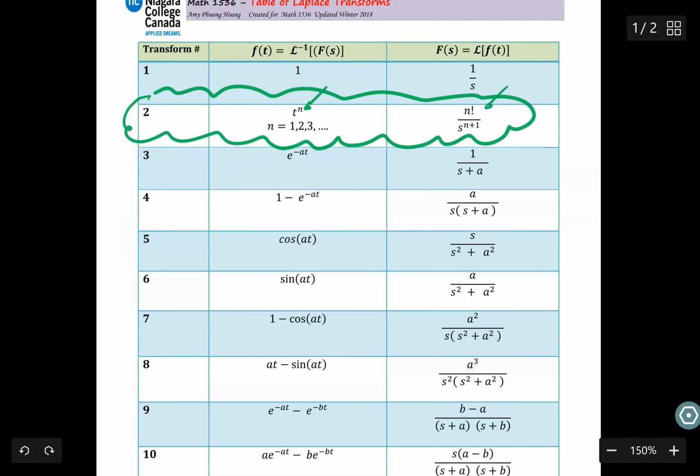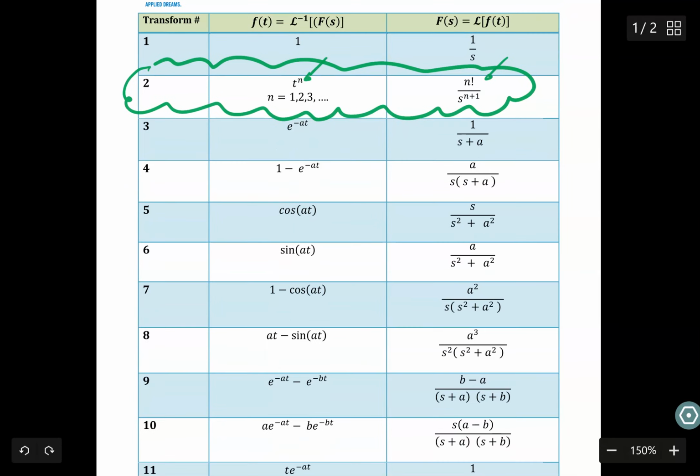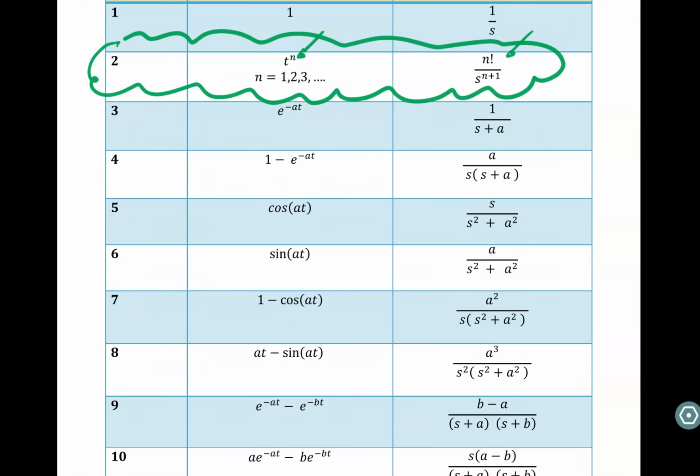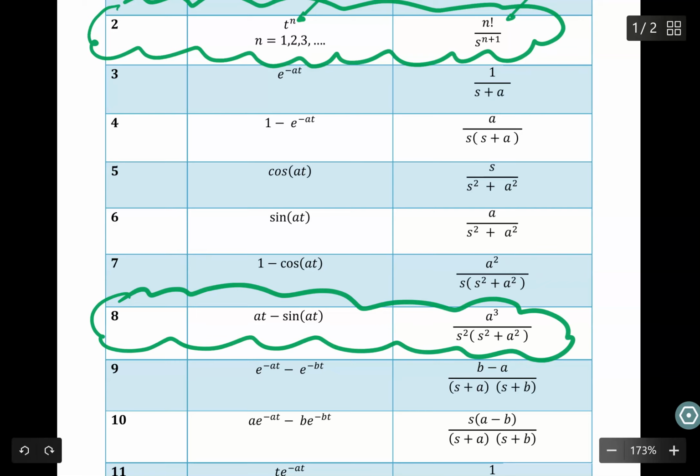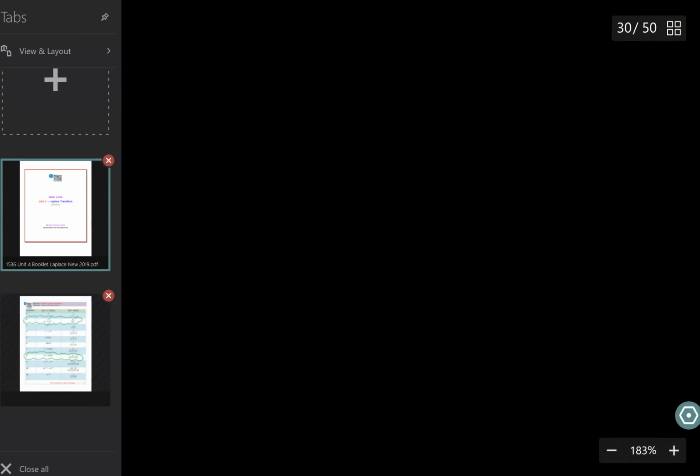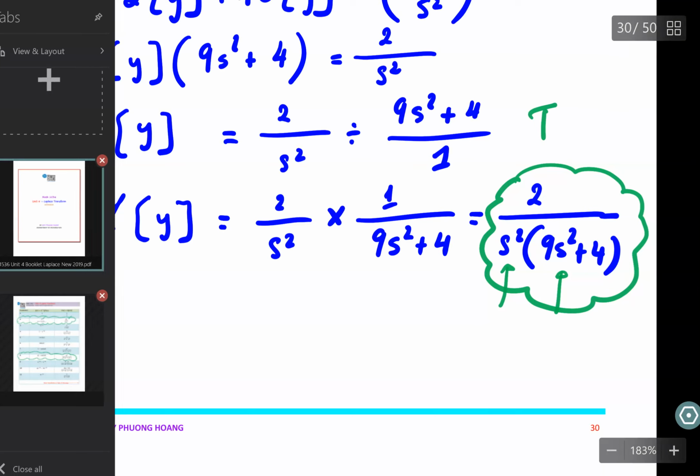Alright, so I go over here. Let's take a look at a few of them. This one I have s, but I don't have s in my expression. Here I have a, here I have a squared. So very close, but I have s multiplied by s squared, so this one I cannot use. I have s squared and s squared, so I'm going to use transform number 8. Let's write down transform number 8.